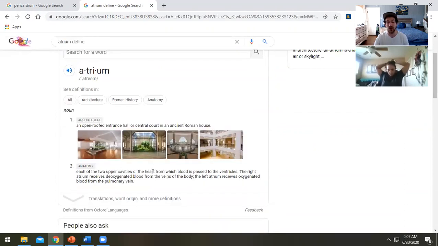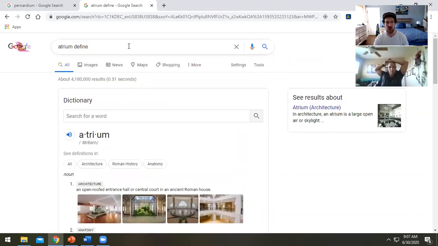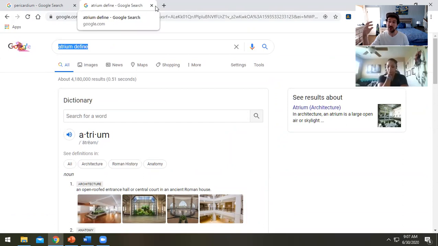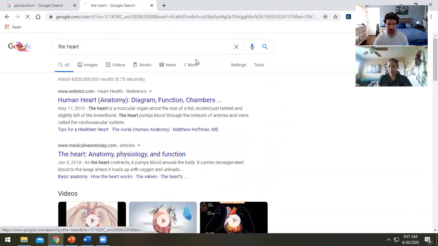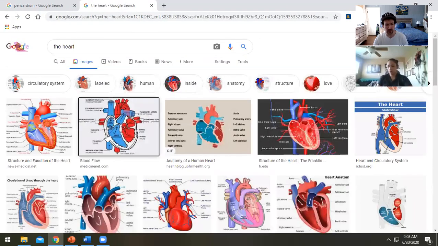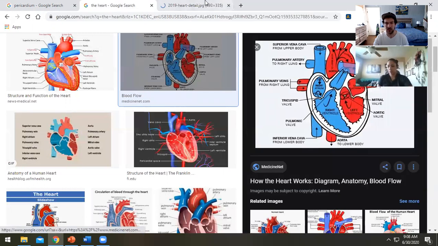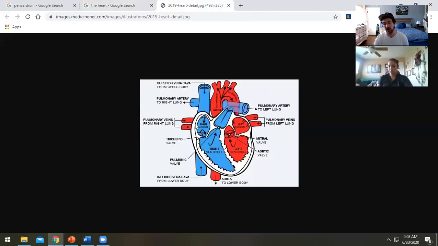And this one's saying the two upper cavities of the heart in which blood is passed to the ventricles, right? So your atriums are a gathering site for blood. Once blood is returned to the heart, it's going to drop into your atrium, right? And so if we're looking at that here, here are the different parts of our heart. Here's your right atrium, and I know it's on the left side of the picture, but remember, this is an anatomic picture, so it's from the anatomic position. This is the direction the body is facing.